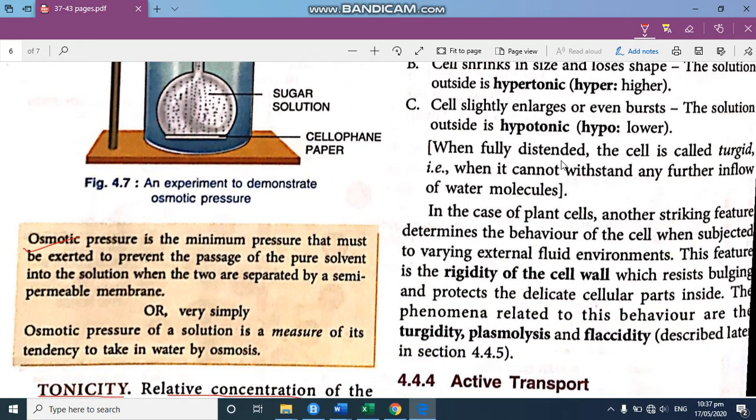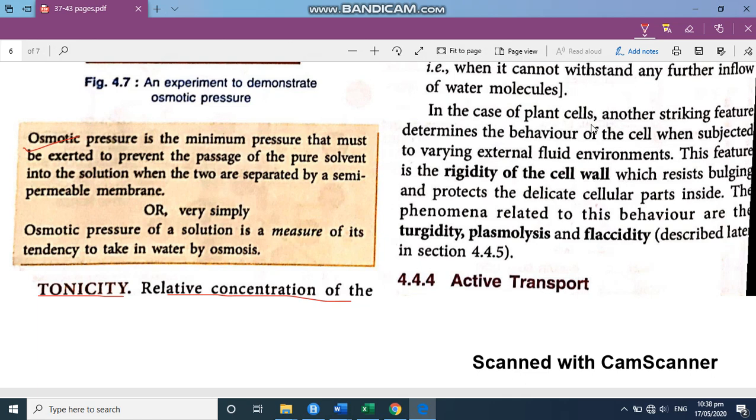When it is fully distended, that is firm, we call the cell turgid. When it cannot withstand any further inflow of water molecules, it is going to burst. Now, in the case of a plant cell, another striking feature which determines the behavior when subjected to different solutions is the rigidity of the cell wall, which resists bulging and protects the delicate cellular parts inside. The terms related to this behavior are turgidity, plasmolysis and flaccidity, which you will learn later in this chapter.